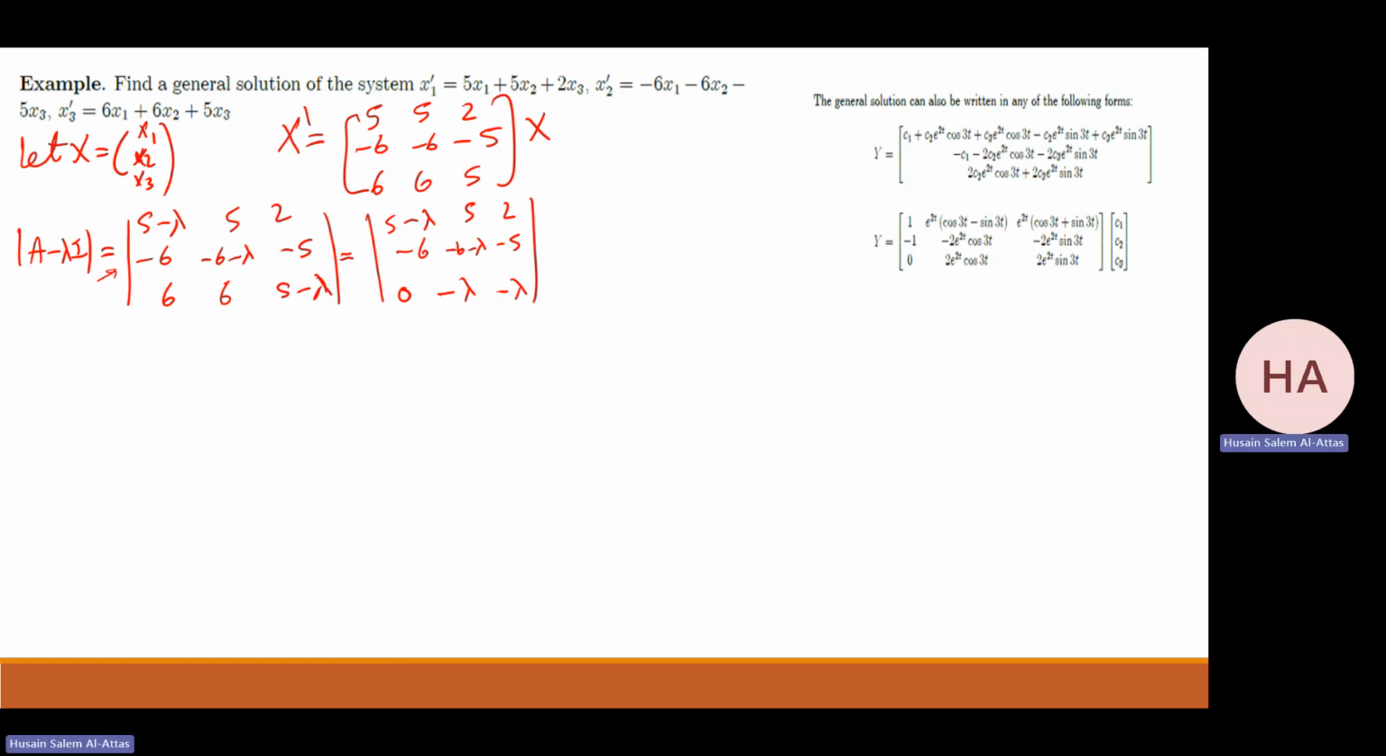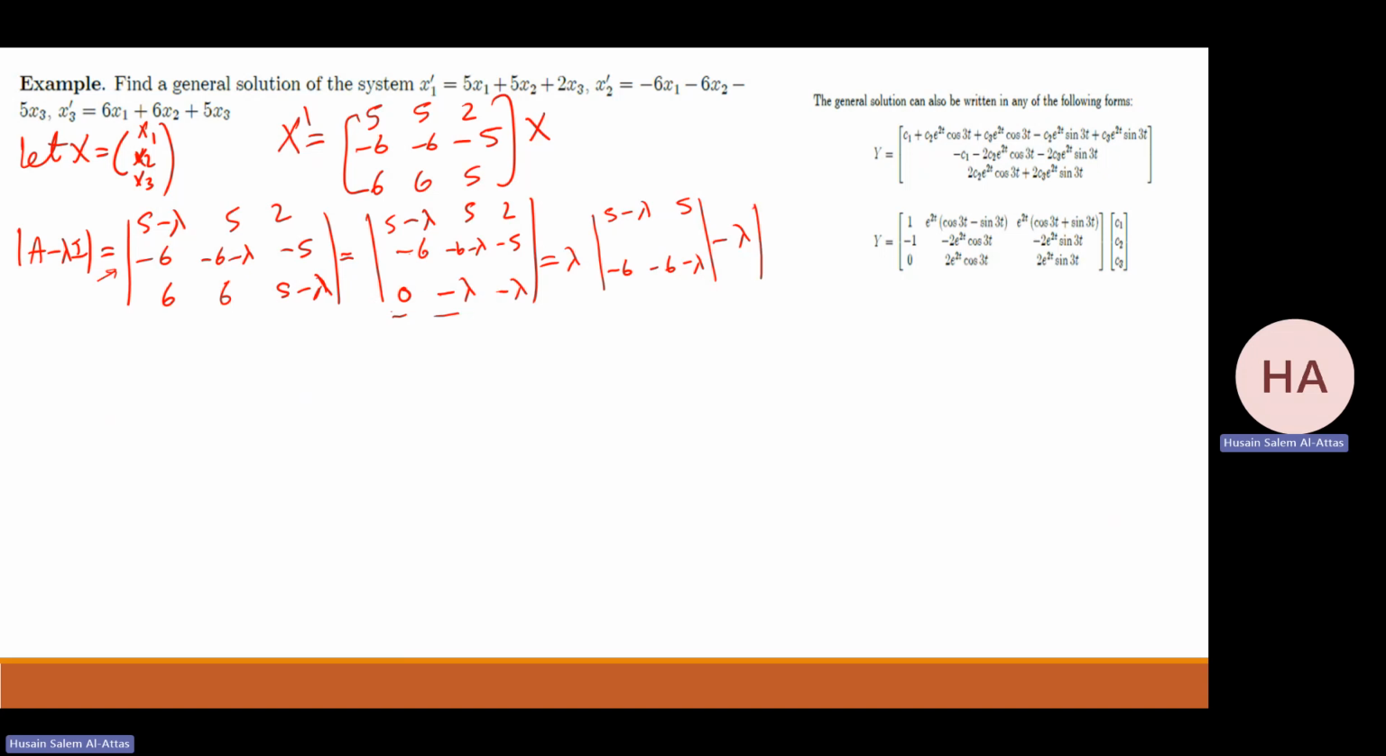Now we'll do the expansion with the third row. This is plus, minus, plus. This is negative, so I have lambda. Cancel the third row and the second column. Third row and second column, I have 5 minus lambda, 5 minus 6, 6 minus lambda. Minus lambda, plus, minus, plus, minus lambda.